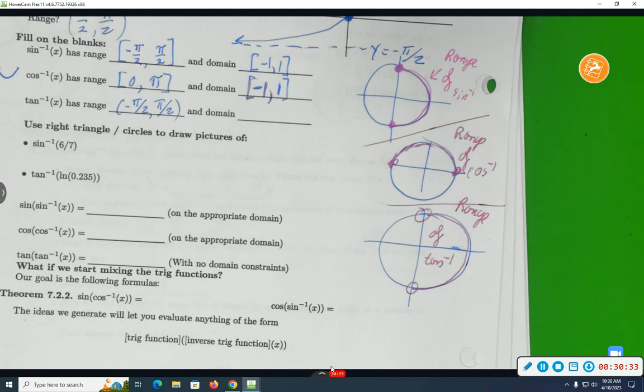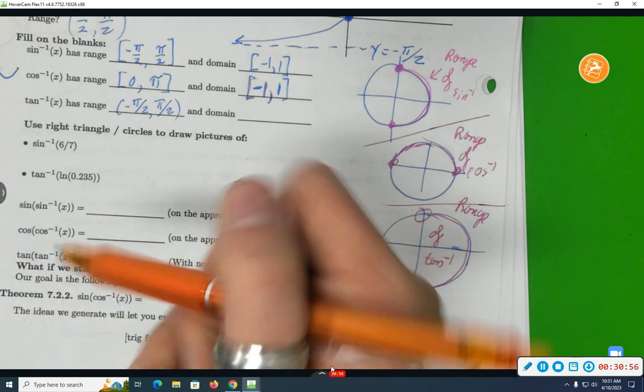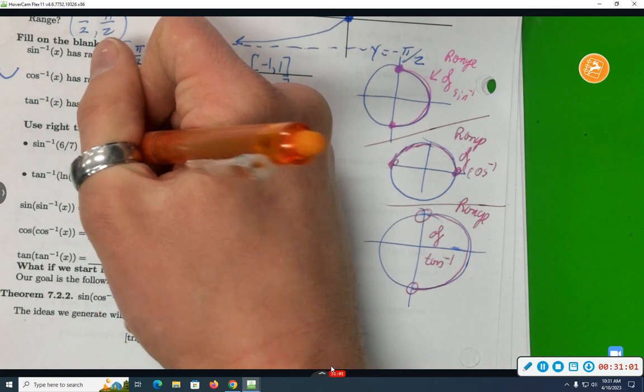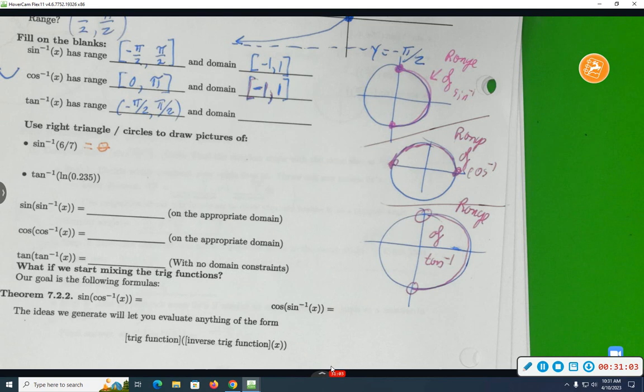Cool. All right. So that's all from the unit circle point of view. There's also a right triangle point of view on all of these things. Let's try to use the philosophy of right triangles to think about these. I'm not going to ask you what they are, but I'm going to draw a picture of them and see what we can say using that. So let's call this angle theta. The inverse sine of 6/7, let's just call that theta.